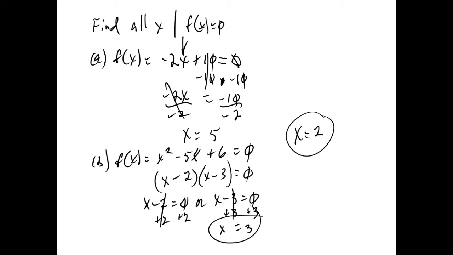Let's check them and see if it's right. What's 3 squared minus 5 times 3? 9 minus 15 is negative 6. Negative 6 plus 6 is 0. Good. How about 2? 2 squared is 4, minus 10, negative 6, plus 6 is 0 again. Yes, we know those are right. I'm sort of anal retentive. I like to have the right answers. And I want you to do that too.